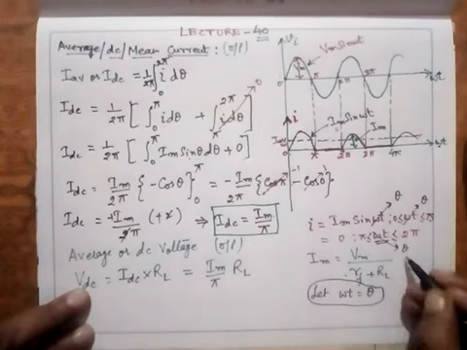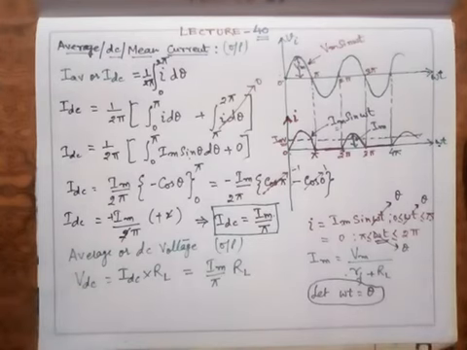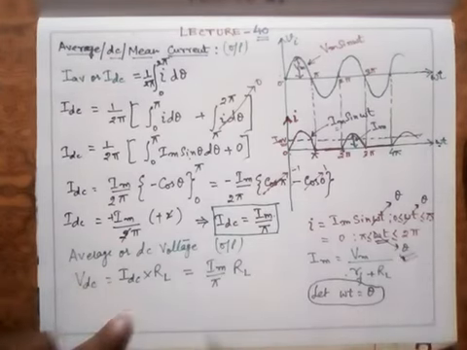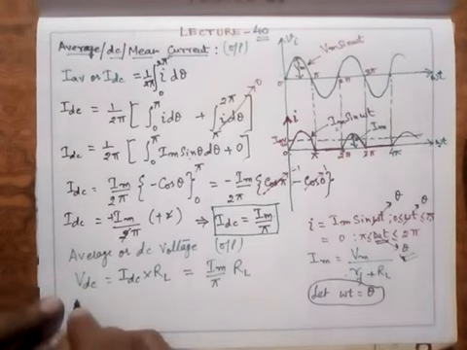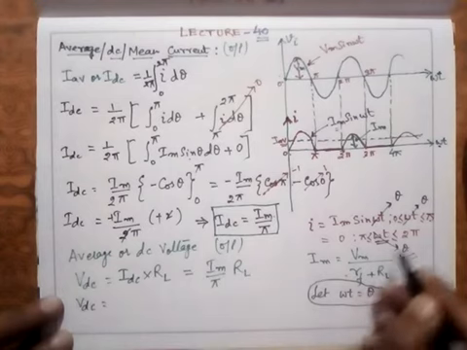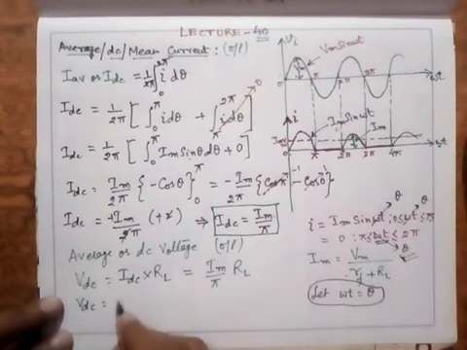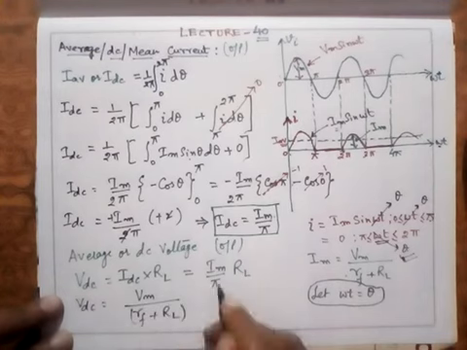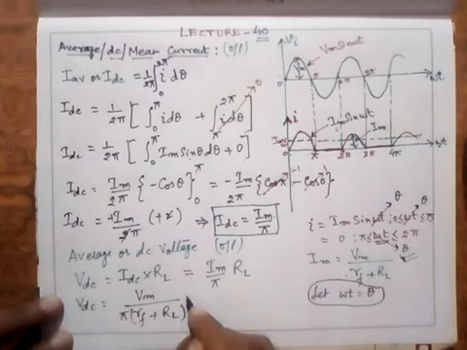Now we know that this IM is equal to VM upon RF plus RL. So I can say that this VDC is equal to IM, which is VM upon RF plus RL. So I am writing this IM as VM upon RF plus RL. This pi is already there, into RL.